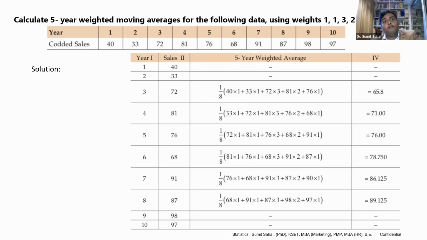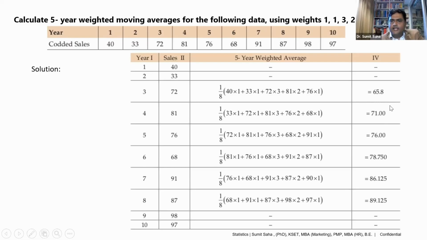Though I am doing the 5 years weighted moving average method using the weighted value. But if in the question I do not give you the weighted value, then it is a simple moving average. Whether it is 3 years or 5 years, it will be divided by that number of years. If it is 3 years, it will be 1 by 3 of the 3 years' value. If it is 5 years, it will be 1 by 5 of the total 5 years' value. But here, as I have given you the weightage, it has to be multiplied and divided by the total weightage value to get the average value. And this is giving you 65.8 crore or whatever.